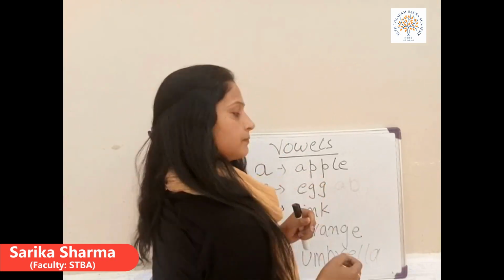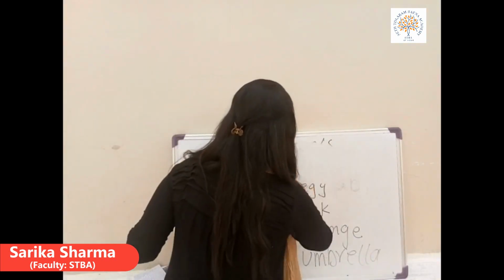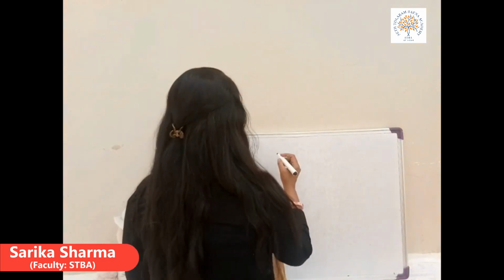Now look at me, what I'm doing. Now I showed you 3 actions. First I was sleeping, second I was jumping, and third I was rubbing the board. These are called actions. So as I told you earlier, today we are going to discuss action words that we do with our hands. So let's start.